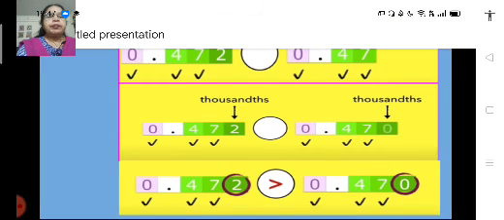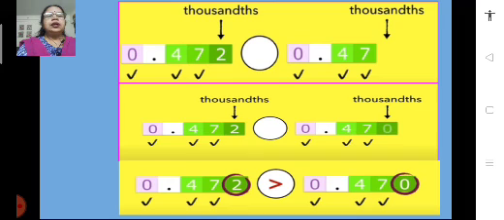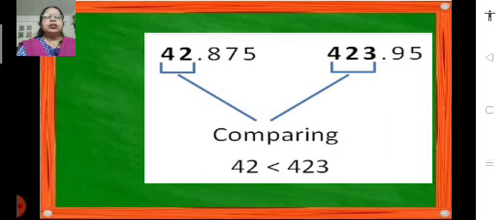So first we compare the whole numbers, that means the number to the left of the decimal point. Then we compare the tenths. If the tenths are equal, we move on to hundredths. If the hundredths are equal, then we move on to thousandths. This is the way we compare decimal numbers. We have more examples here.